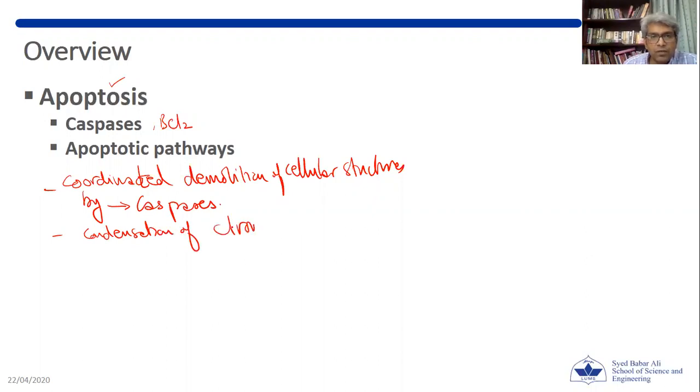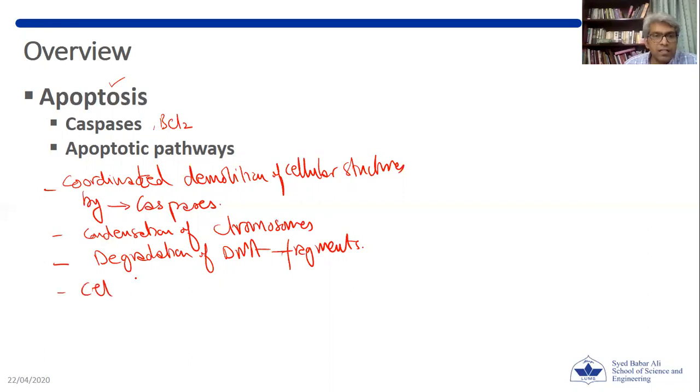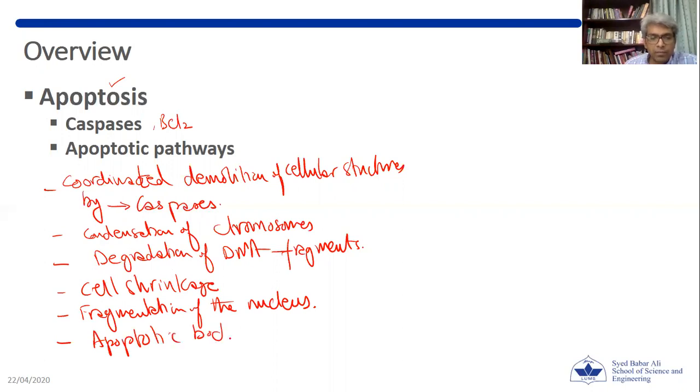of chromosomes, degradation of DNA into fragments, cell shrinkage, fragmentation of the nucleus, and disassembly of the membrane into something that is called apoptotic bodies. So apoptosis, as I mentioned, is a programmed cell death.